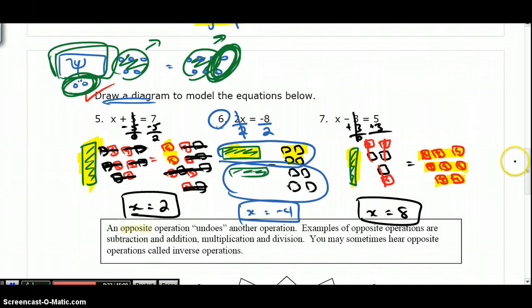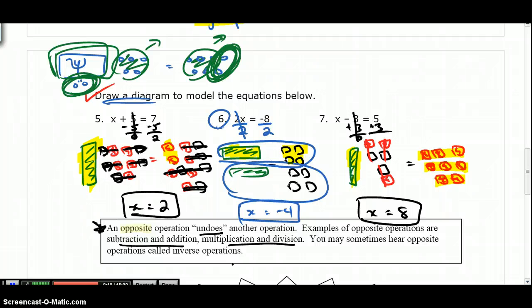Alright? So pause and write in what just happened there. Make sure you understand what just happened there for 5, 6, and 7. Then take a look at what's next. And we're talking about opposite operations now. It says an opposite operation undoes another operation. Examples of operations are subtraction and addition, multiplication and division. You sometimes hear opposite operations called inverse operations. So just some language for you there.